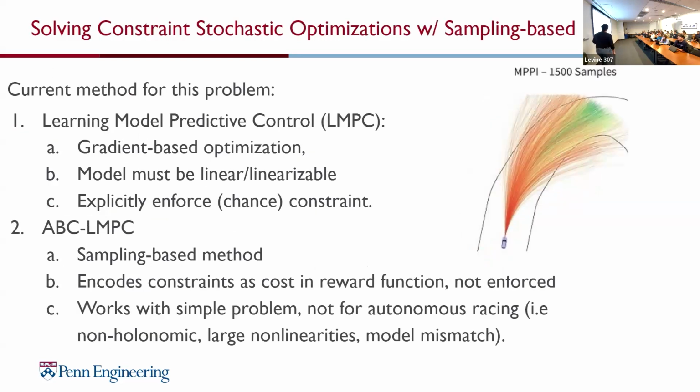So we'll look at the two state-of-the-art approaches for solving this kind of problem. The first is standard learning model predictive control, which uses gradient-based optimization, where the model must be linear or at least linearizable, and it enforces the constraints explicitly either through chance constraints or through tightened constraints for handling stochasticity. The other approach is ABC and LMPC, which is a sampling-based method for solving the LMPC problem for stochastic systems. It encodes the constraints as cost and reward functions, but they're not enforced, and it works with simple problems, but for autonomous racing, as we'll see in the results, where we have non-holonomic dynamics, non-linearities, and model mismatch, it wouldn't work in practice.